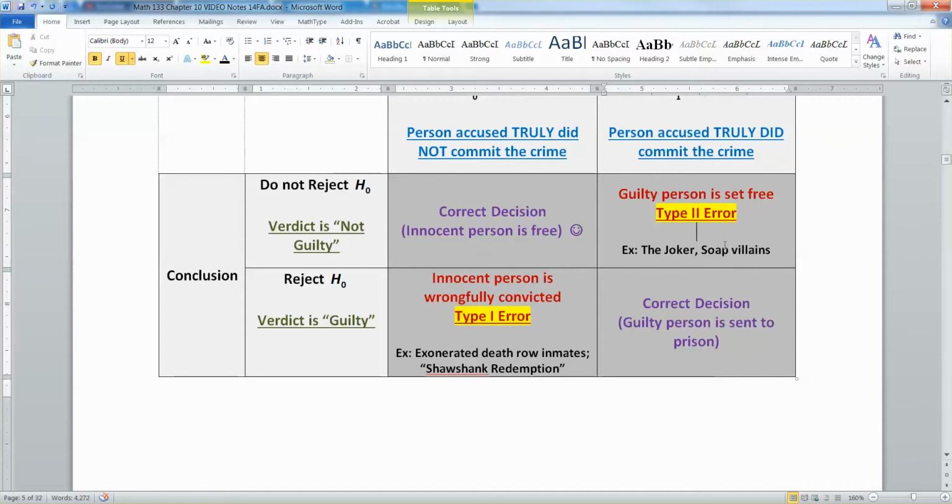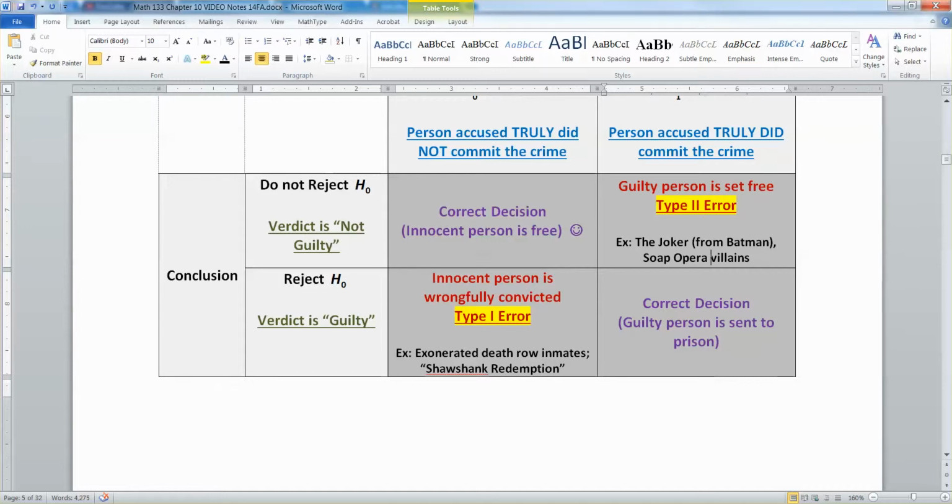Now, I put in here a couple examples, which are kind of funny. I mean, the Joker from Batman, right? Because we know he's guilty and yet he's always managing to run around free. Now, granted, it's not usually because he got himself off in a trial, but it could happen. Soap opera villains, if ever you watch a soap or a nightly soap, something on the CW, for example, it will be full of villains that are walking around free that got off, right?